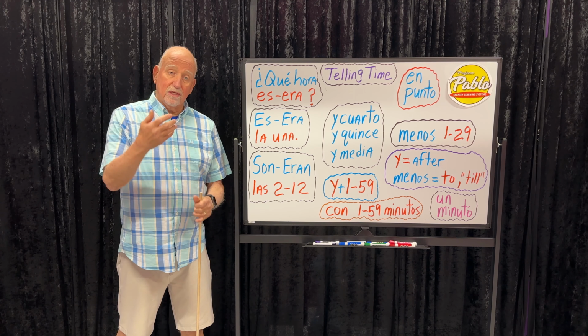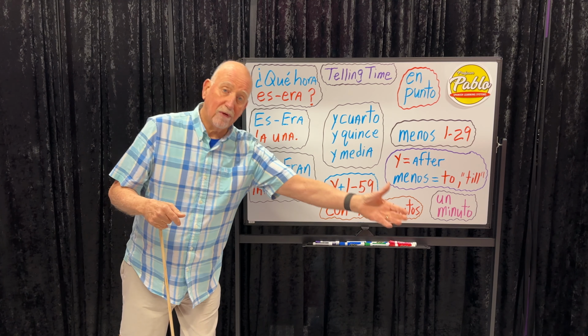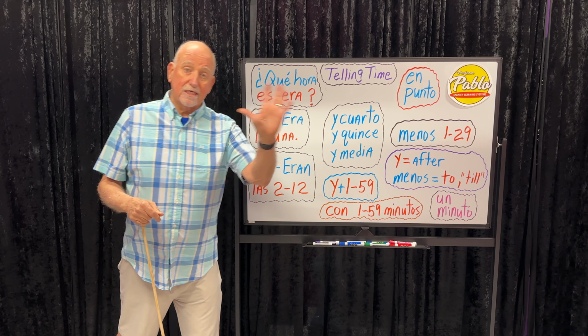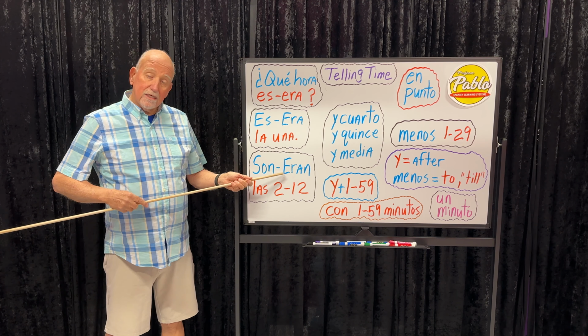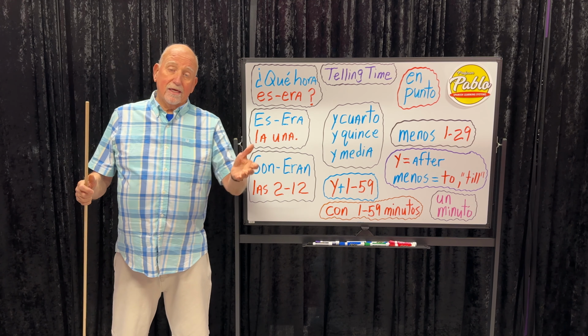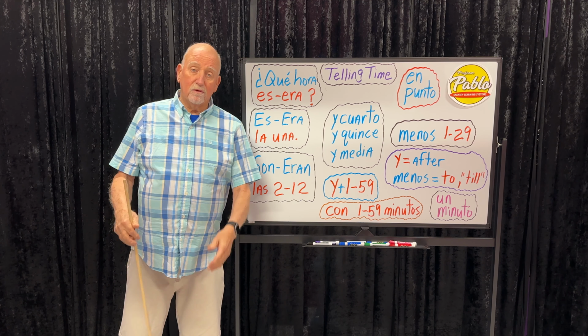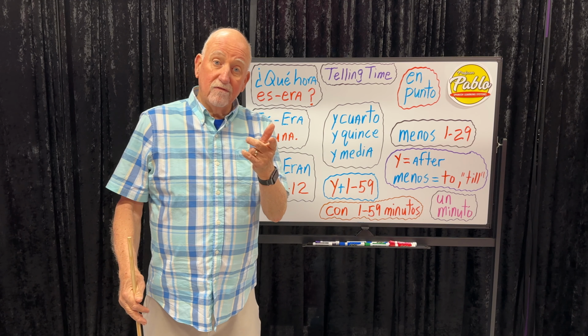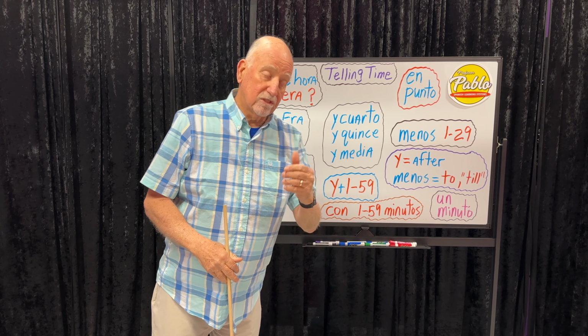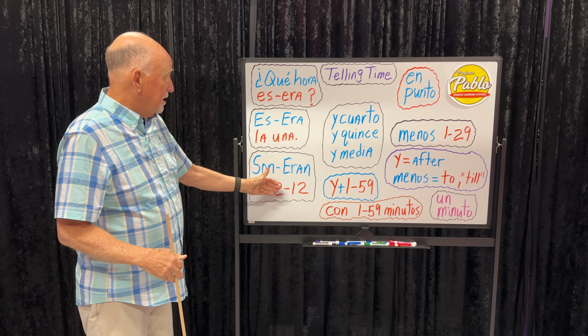It's 2 o'clock, son las dos. It's 4 o'clock, son las cuatro. It's 5 o'clock, son las cinco. It's 2 o'clock, son las dos. It was 3 o'clock. Eran las tres. It was 7 o'clock. Eran las siete. It was 11 o'clock. Eran las once. All right, we've taken care of all of these now, right?